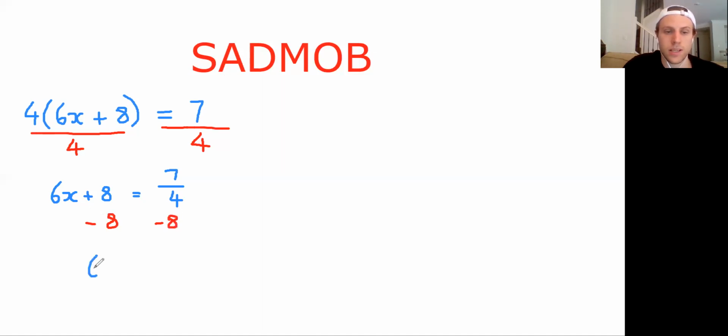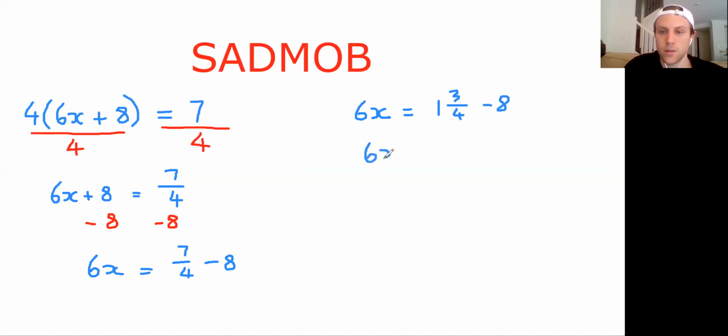which is going to leave me with 6x and 7/4, take 8, which is the same as saying 6x equals 1 3/4, take 8, which is the same as saying 6x equals negative 6 1/4, like so. So a little bit of rearranging that I've had to do.